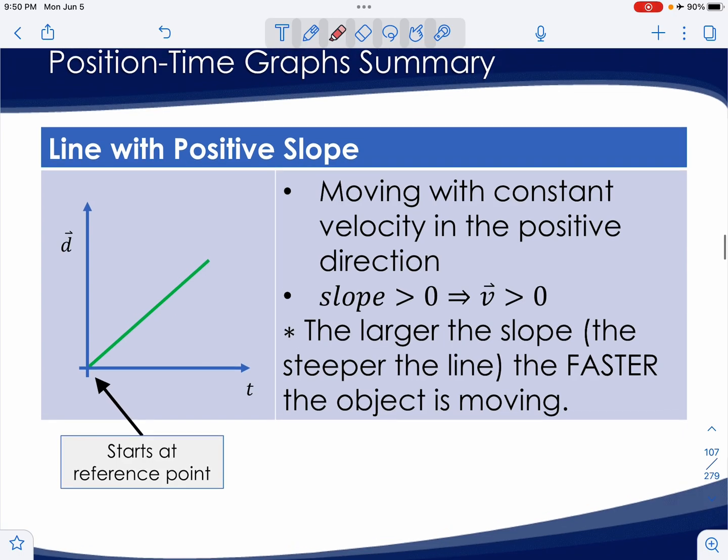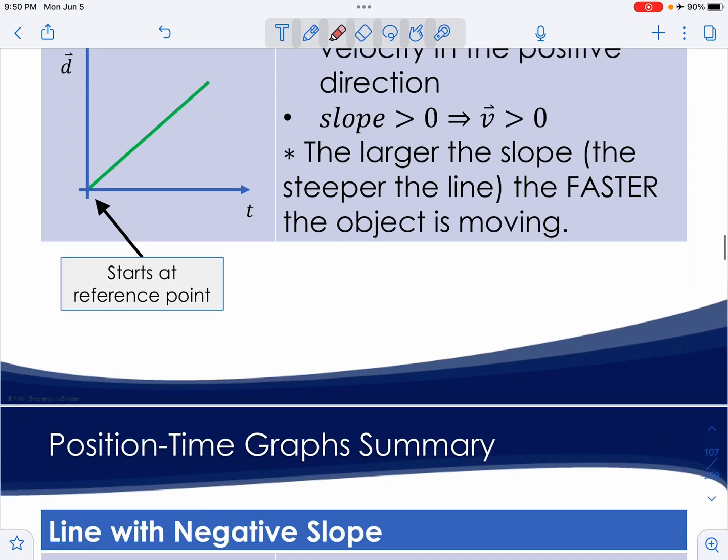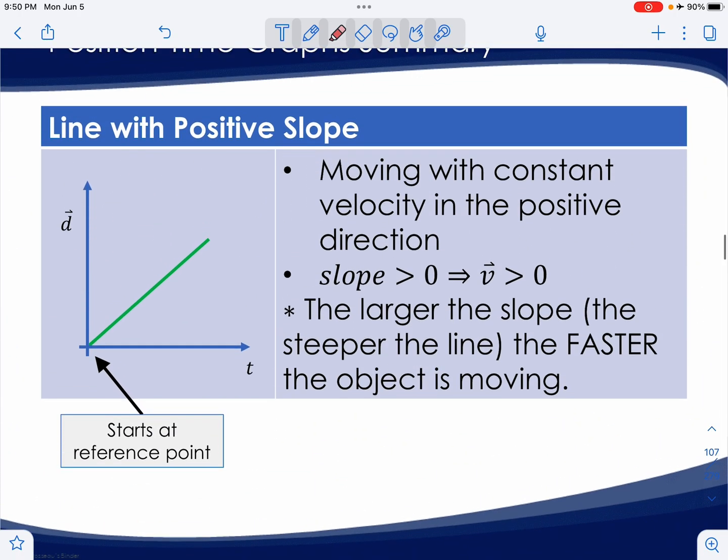Line with a positive slope. Moving with a constant velocity in the positive direction. That means that the velocity is greater than 0. The larger the slope, the steeper the line. The faster the object is moving. And notice here it's starting at the reference point, right?